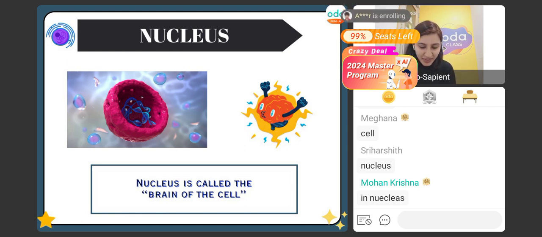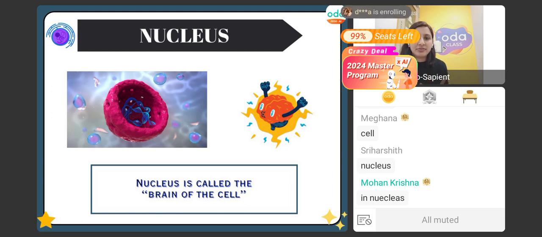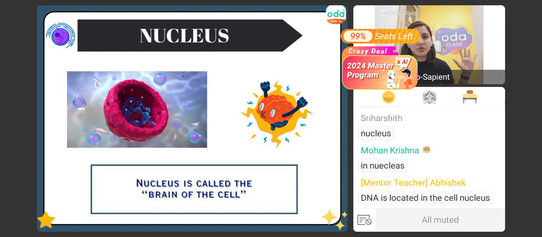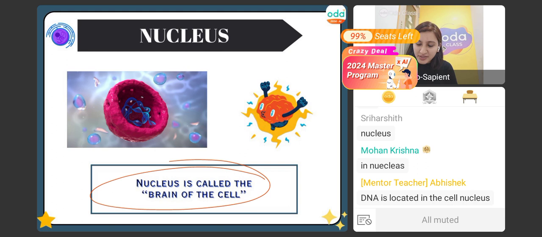Can two persons have the same DNA? Only if they are identical twins. Otherwise, no. You have unique DNA and everybody else has unique DNA. It's like a fingerprint. So the nucleus is called the brain of the cell because it contains all the information and gives instructions to the cell. The brain gives us instructions, right? Similarly, the nucleus gives instructions.